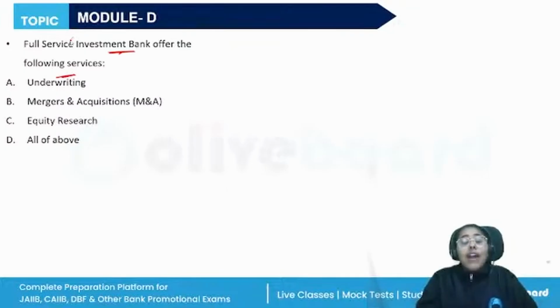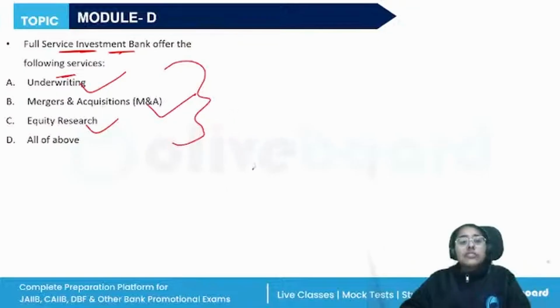Their clients now have a deficit. They want to raise funds. So that will be the function of the investment bank. Coming back to full-time investment management or investment bank, the following services are provided: underwriting, mergers and acquisitions, equity research. Which methods can be used by the investment bank for raising funds?